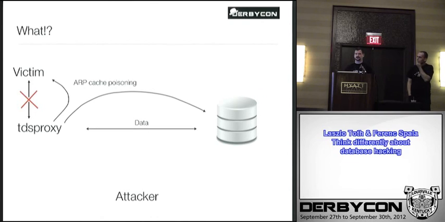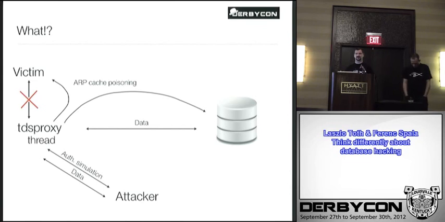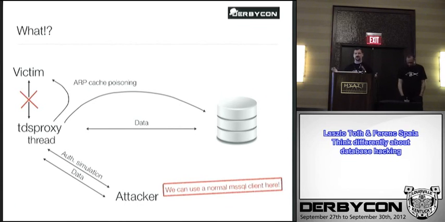In this way, the TDS proxy will close the connection to the victim, but won't close the connection to the database server. Instead, it starts a new thread, and when the attacker connects to the thread, the authentication will be simulated, and when the attacker sends a SQL query, it will be forwarded to the database on the same connection that was used by the victim, so the SQL query will be run in the name of the victim. And because of the simulation, you can use the normal MS SQL client here as an attacker.